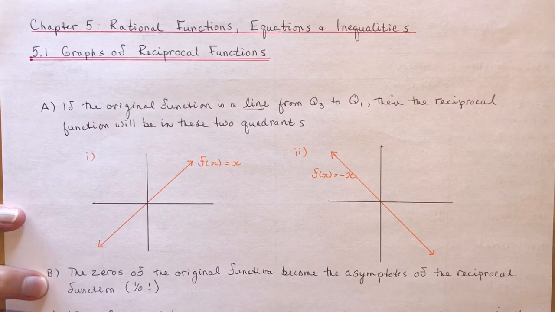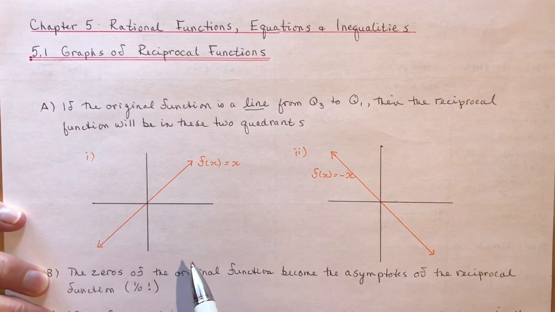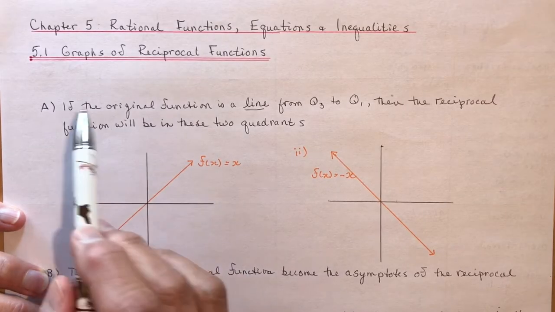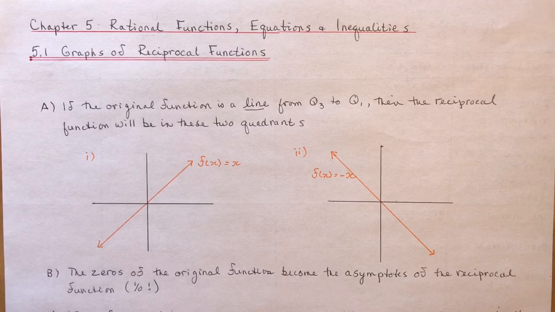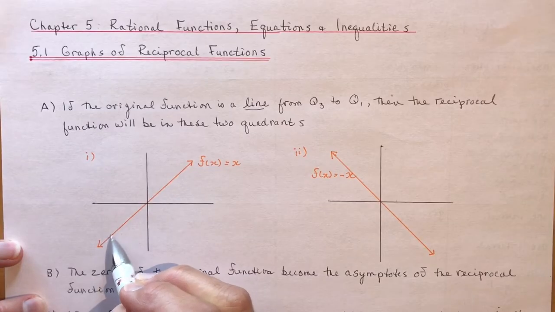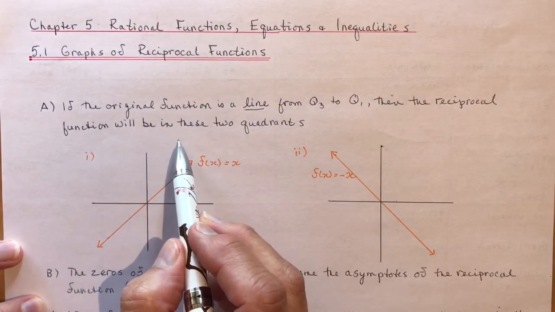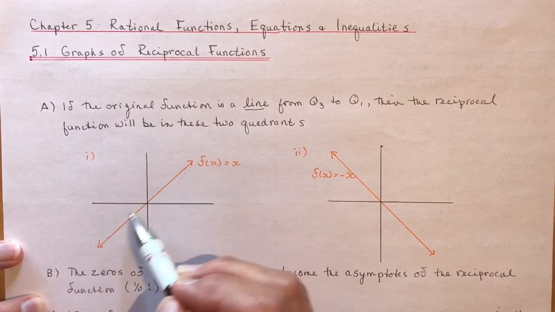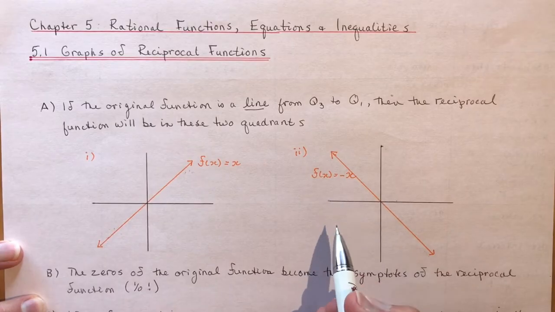So we're going to look at some basic lines first to figure out what the reciprocal functions would look like. And you already know this because you did it in grade 11. So if the original function is a line from Q3 to Q1, that's just talking about the quadrants, right? So this is Q1, Q2, Q3. So Q3 to Q1 is a line with positive slope. Then the reciprocal function will be in these two quadrants. And we're going to sketch the graph of both of them.